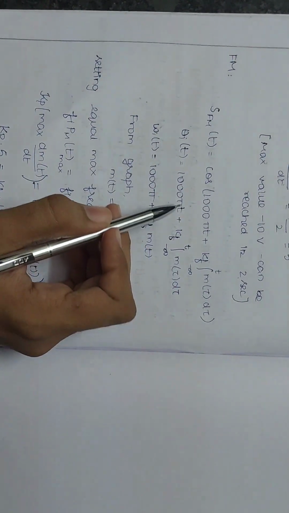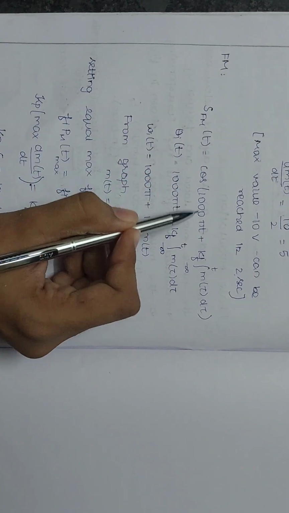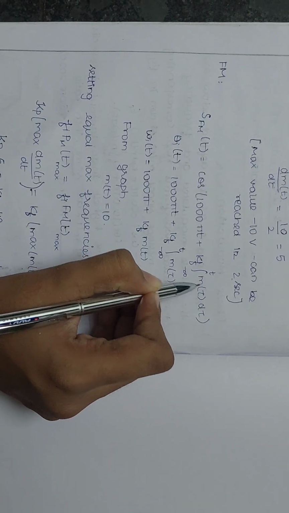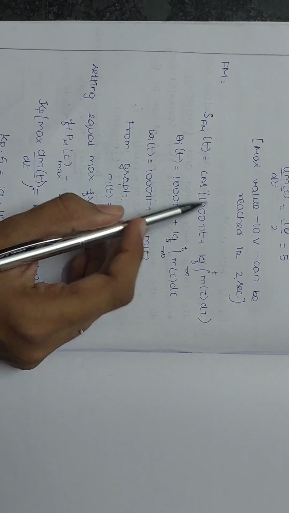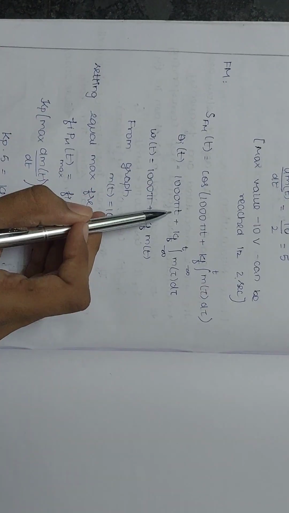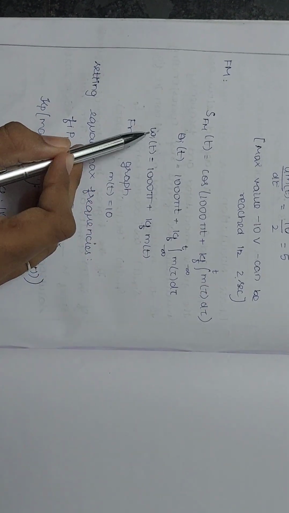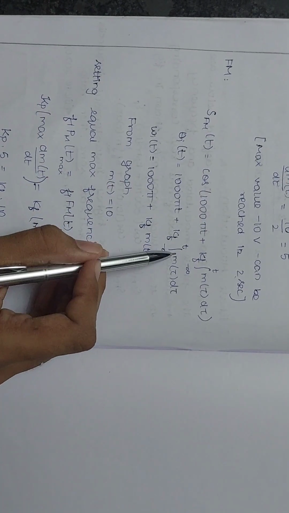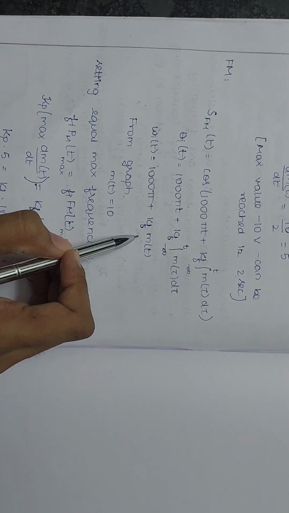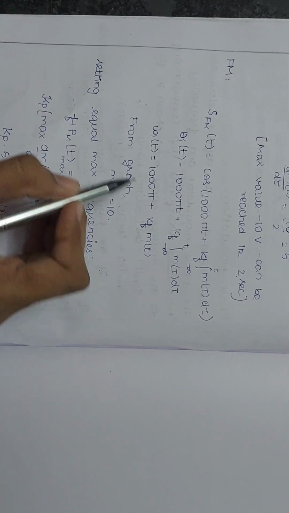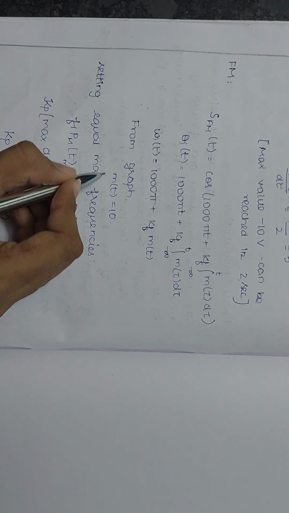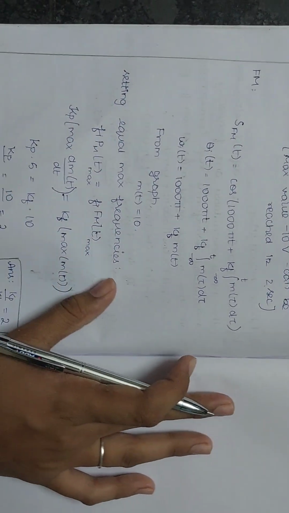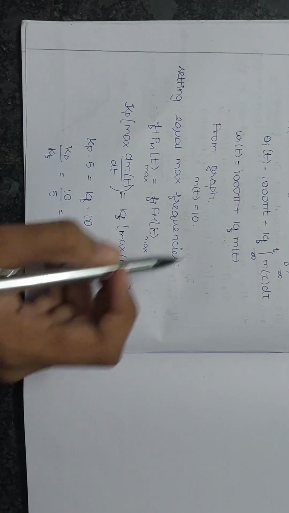Similarly for FM, S FM of t is equal to cos of 1000 pi t plus Kf times the integral of minus infinity to t of m of tau d tau. From this, theta of t is 1000 pi t plus Kf integral of m of tau d tau. Omega is the differentiation of theta, so it is 1000 pi plus, if we differentiate this part, the integration gets cancelled, so Kf into m of t. From the graph we can directly say that the maximum value of m of t is 10. No slope or differentiation is required here. So this is the major part.